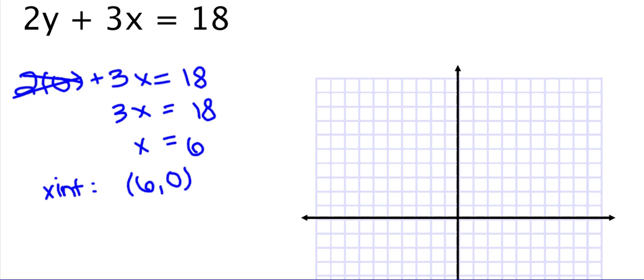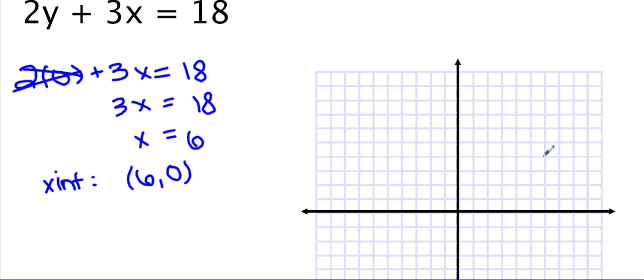So there you see I have my x-intercept written as an ordered pair 6, 0, and then I can plot that on my coordinate plane. I'm going to move over 6 and up 0 and plot my point. There's my x-intercept. Again, the x-intercept crosses the x-axis, and as you can see, my blue point is right on my x-axis. Next, I'm going to find my y-intercept.